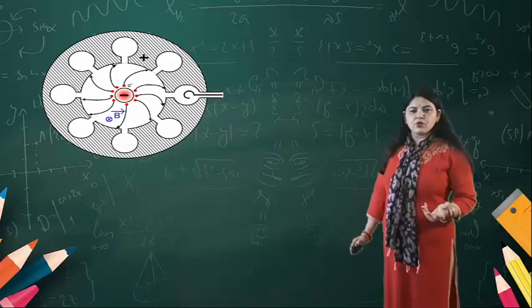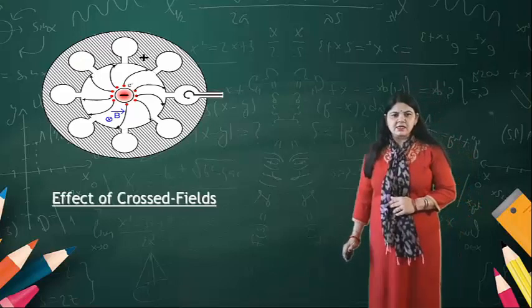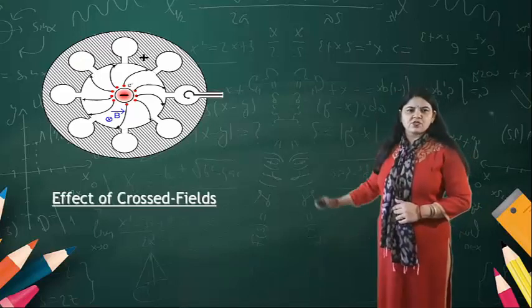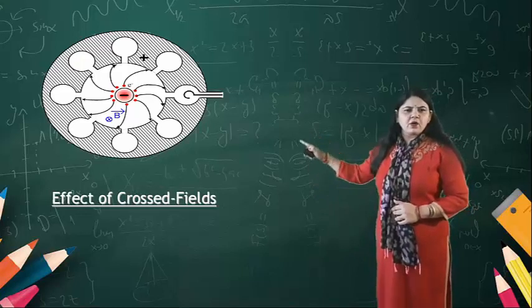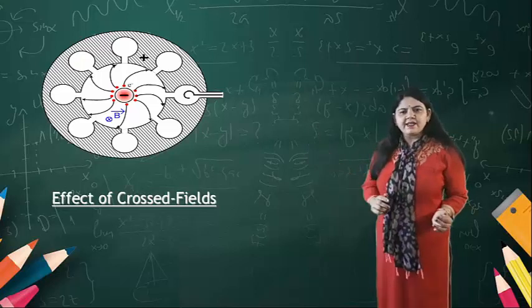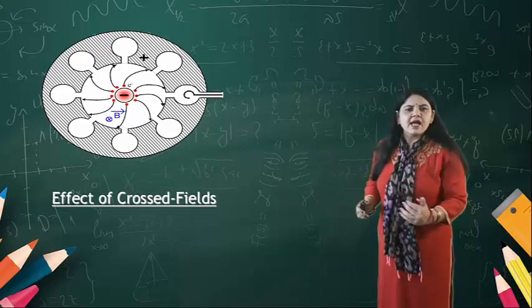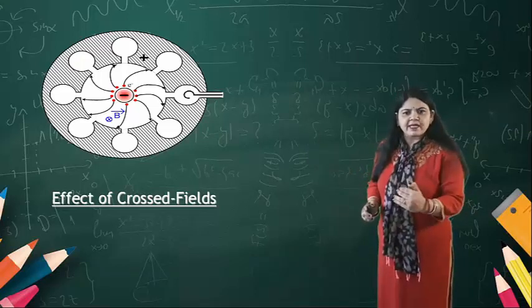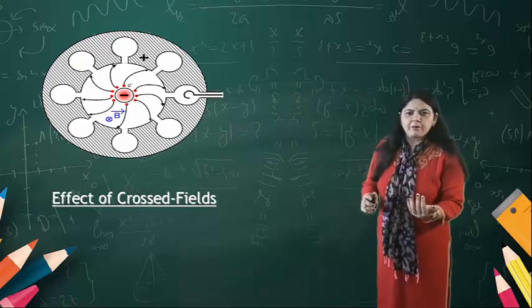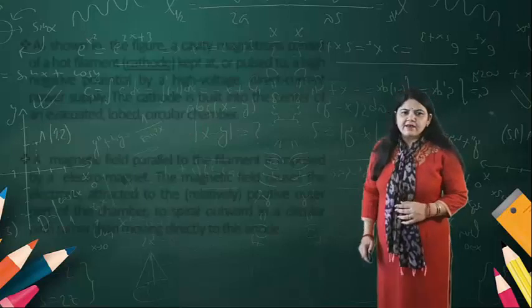Similarly, when both fields are present, we find the effect of the crossed field. Here you can see that around the center the electric waves are bent due to the presence of the magnetic field, and they travel from one cavity to the other cavity.